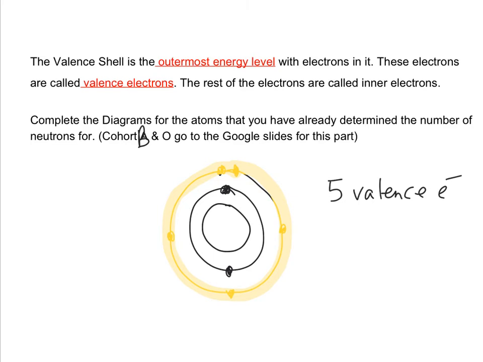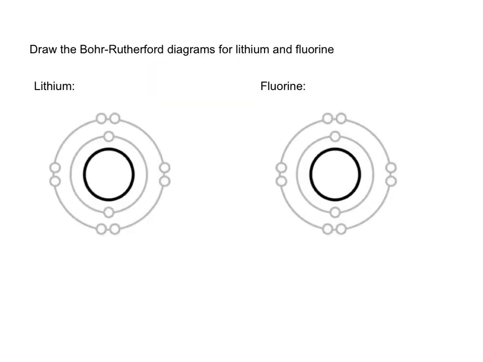Okay, so cohort B and O, but not BO, I want you to open the Google Slides, and you're going to fill it in from here, because you can't fill it in easily on the Google Doc. Okay, so draw the Bohr-Rutherford diagrams for lithium and fluorine.